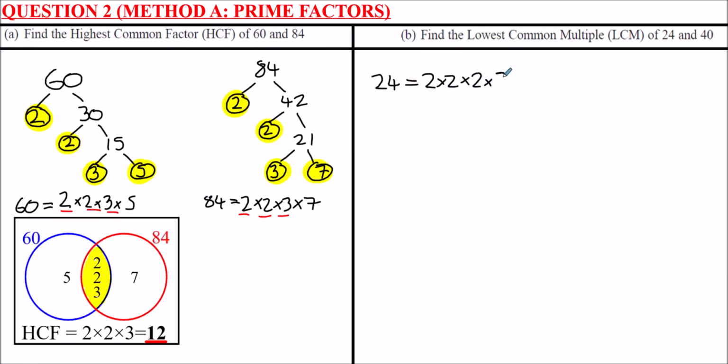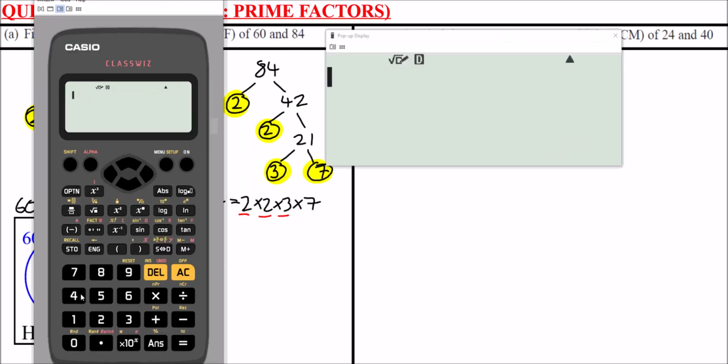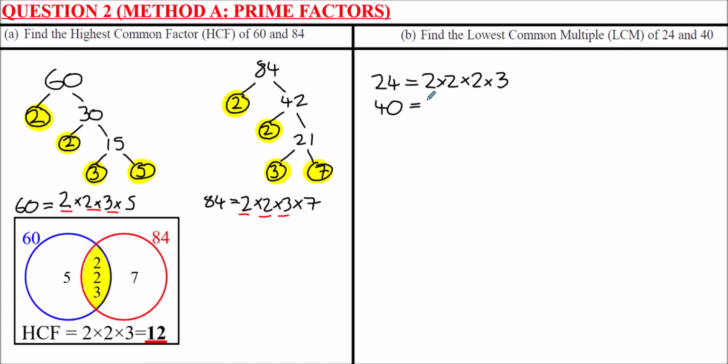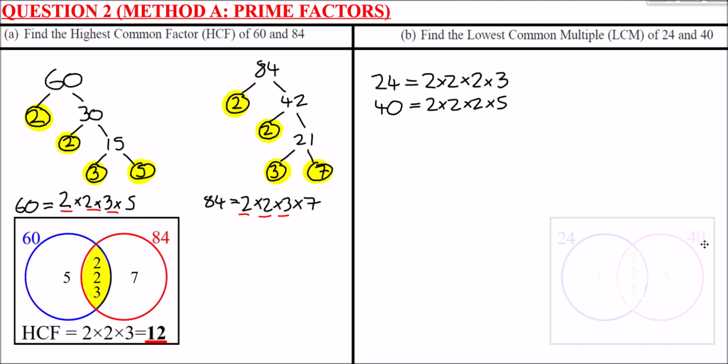Then the same way, we do the same for 40. So get the calculator, press 40, then equals, then shift fact, 2 cubed times 5. So 40 is 2 times 2 times 2 times 5. We then can create a Venn diagram like we did in part A, only this time our Venn diagram will look something like this instead.